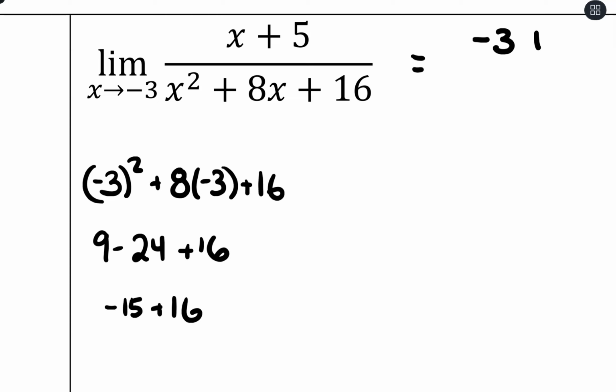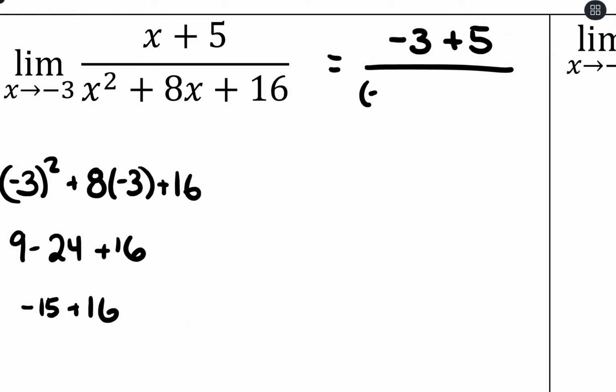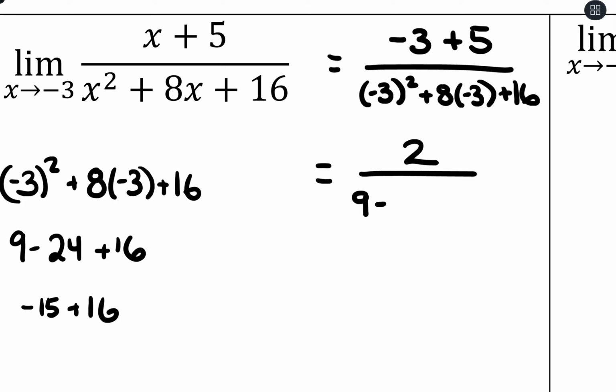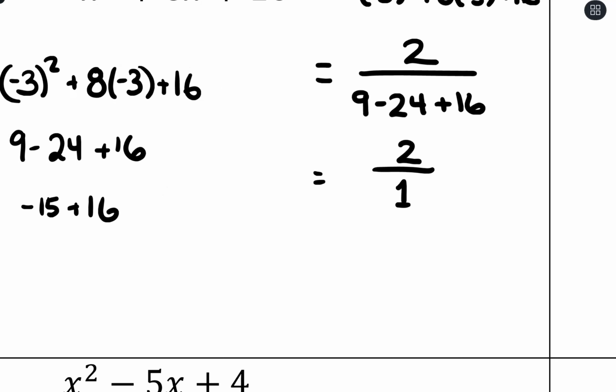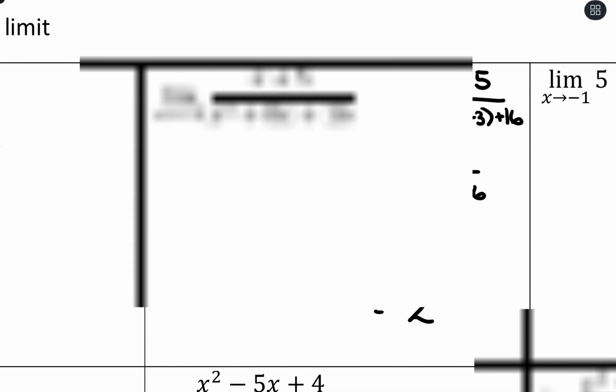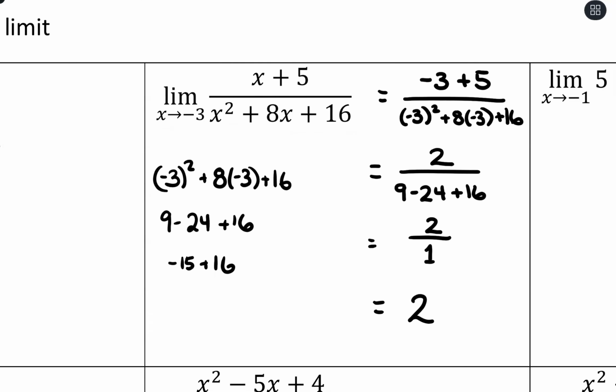So I'm going to have -3 plus 5 in the numerator over this -3 squared plus 8 times -3 plus 16. So that's going to be a +2 over 9 minus 24 plus 16, which is going to be 2 over 1. So that's all going to just simplify to 2. No special properties we need to plug in, it's just plugging in that value for x.